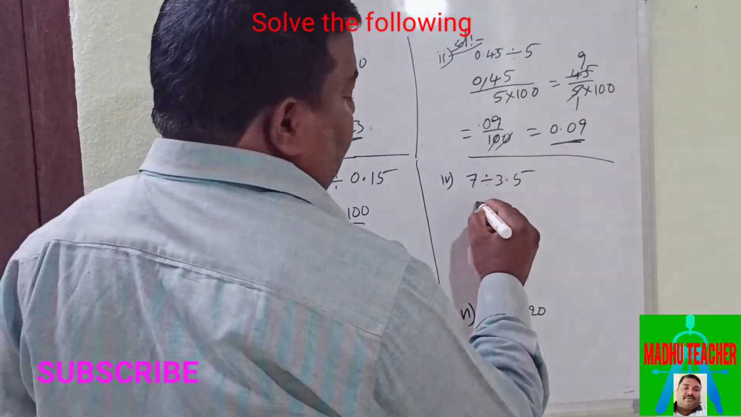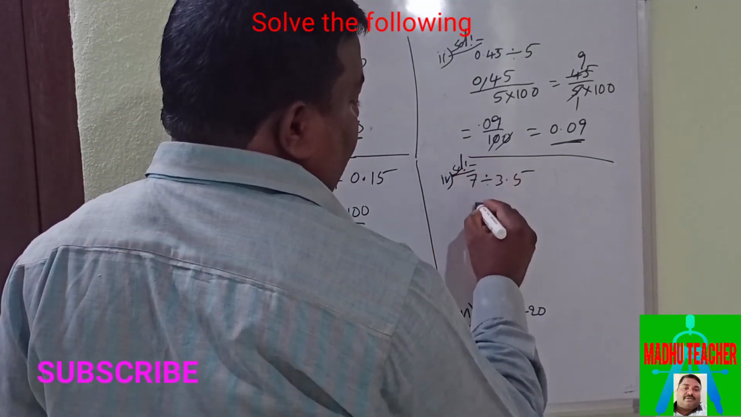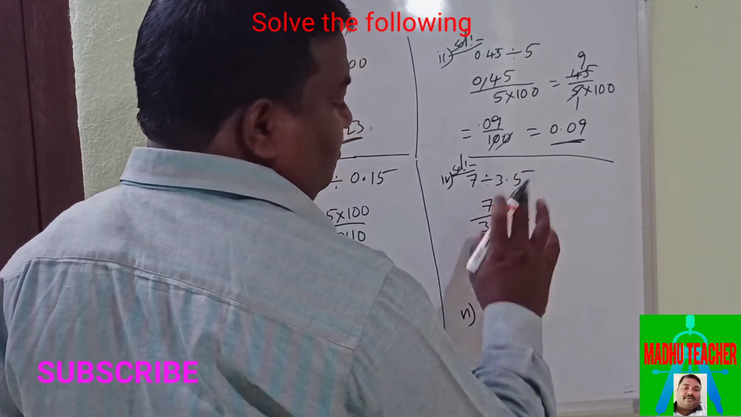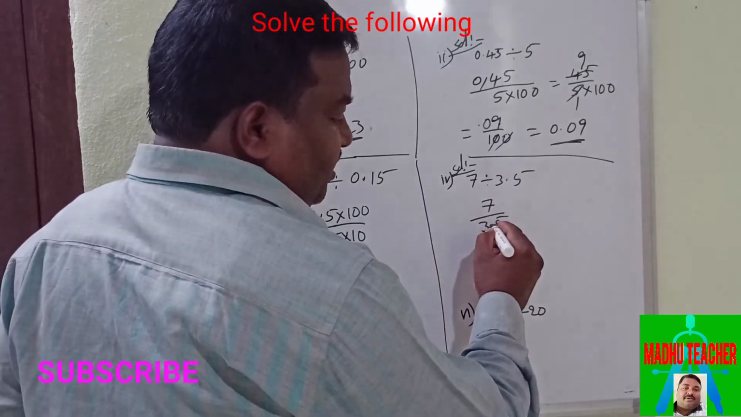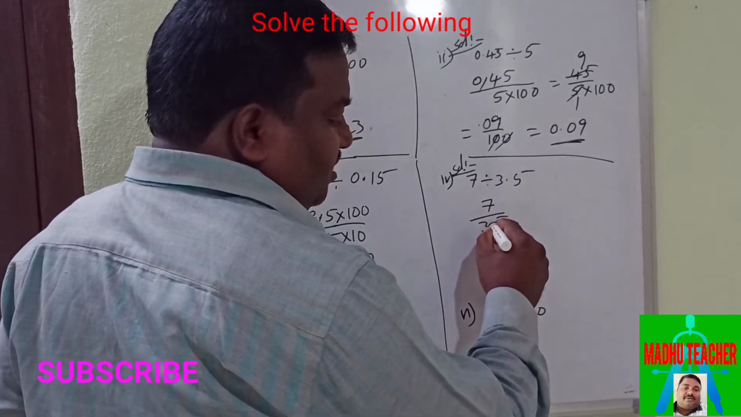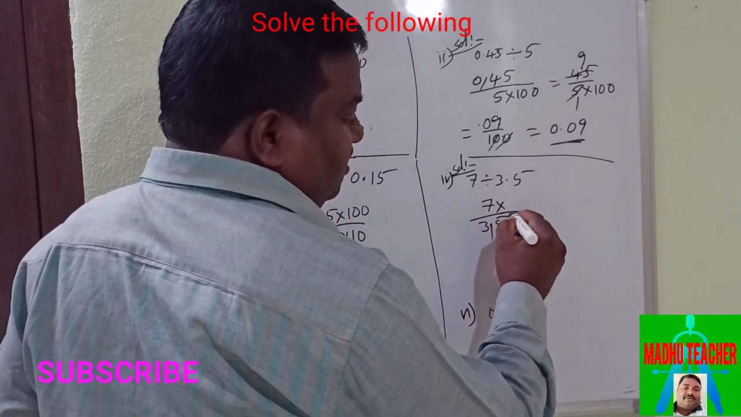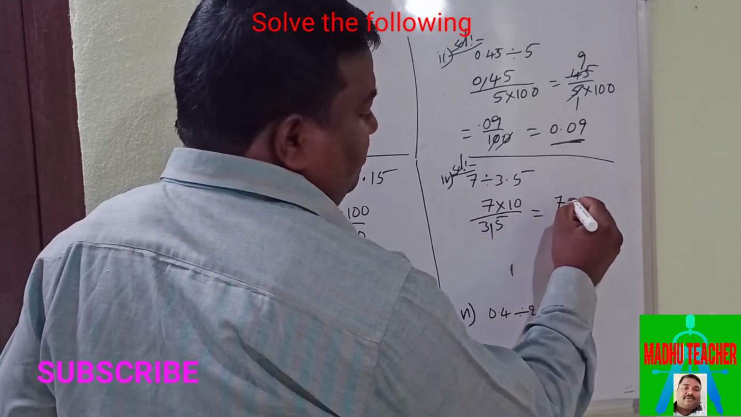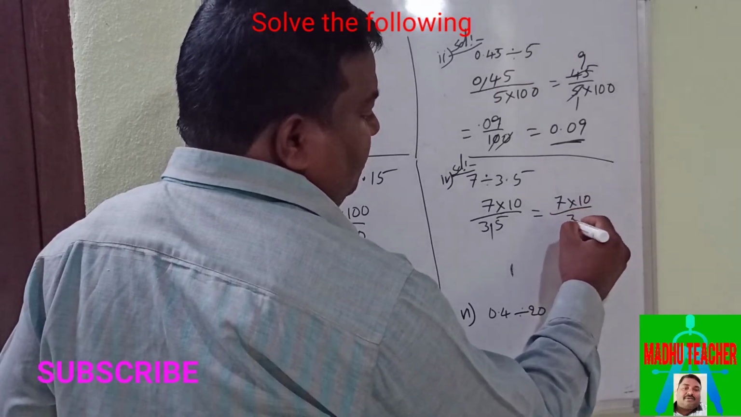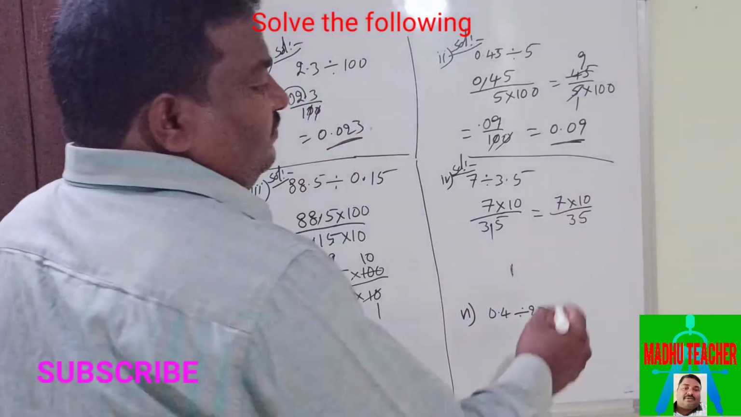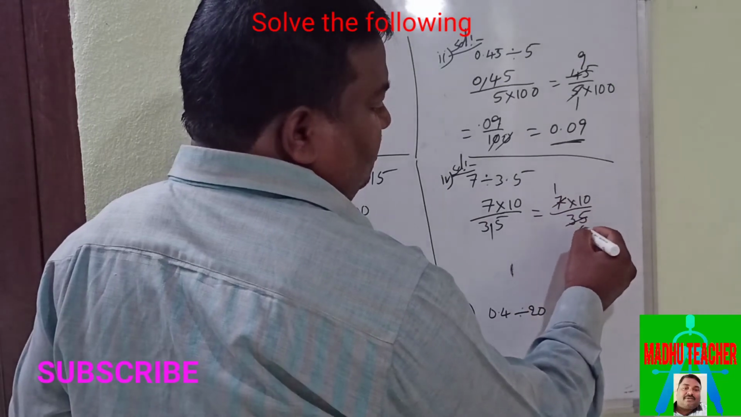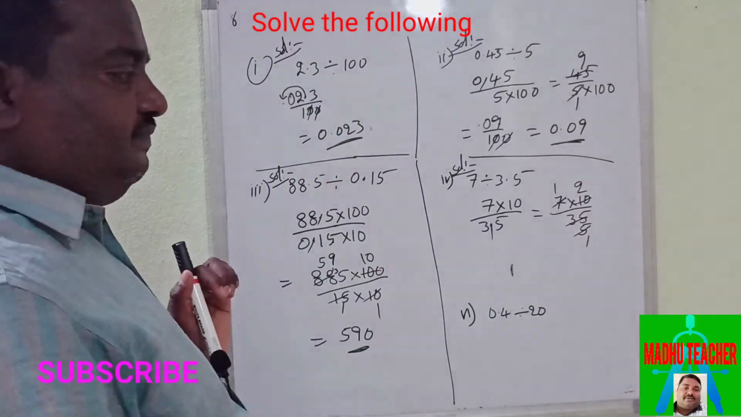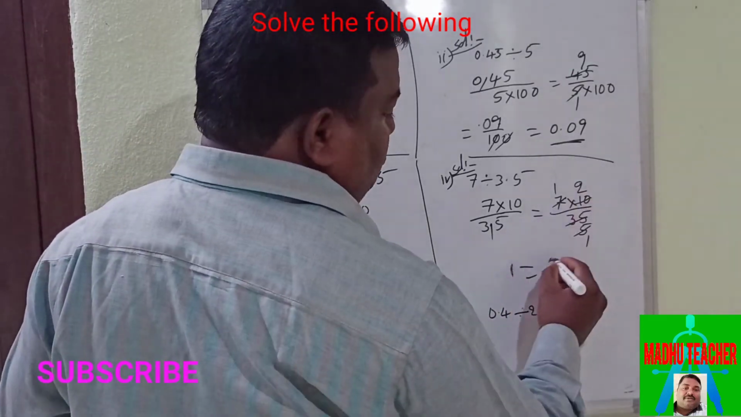Next one is 7 divided by 3.5. In numerator there is no decimal, it is whole number, so in denominator we have 3.5, in denominator point cancel, in numerator we will get, after decimal point how many digits, 1 digit, into 10, that equal to 7 into 10 by 35. 7 1s are 7, 7 5s are 35, 5 1s are 5, 5 2s are 10. So that equals 1 into 2, 2 by 1.